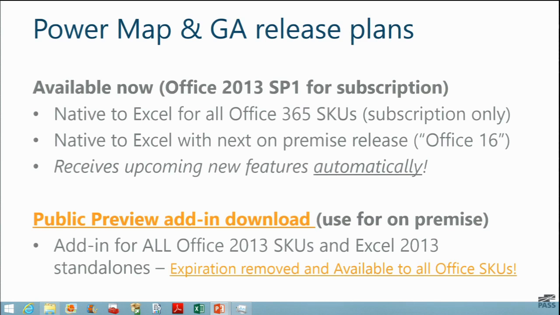So here are the details of what I mentioned before. PowerMap is available now, so it's GA as we call it in Microsoft, as part of Office 2013 SP1 with subscription. So you do get PowerMap, the latest bits, the latest updates automatically if you are on an Office 365 subscription on any SKU. Based on customer feedback, we realized that not everyone is on an Office 365 subscription, even if you have Office 2013.